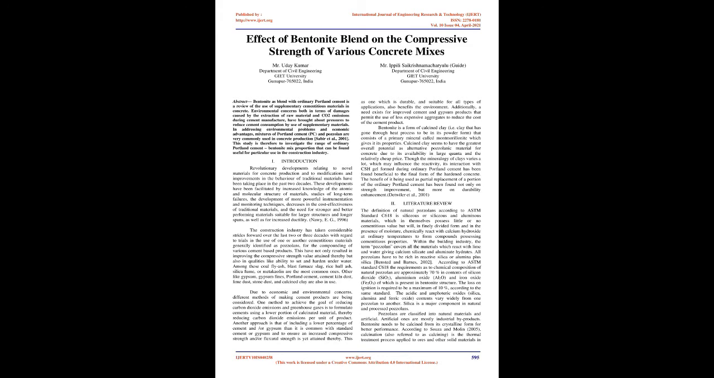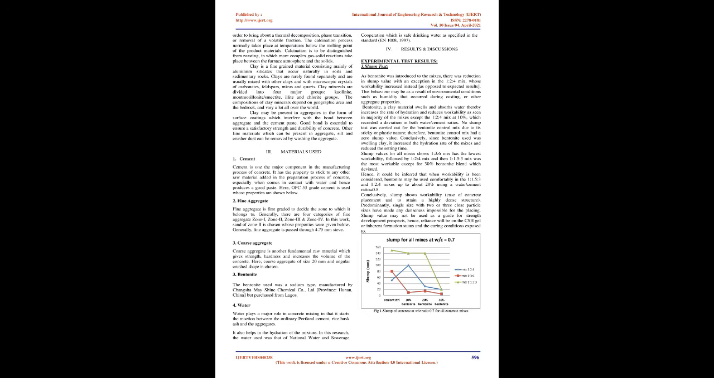Bentonite is a form of calcined clay, i.e. clay that has gone through a heat process to be in its powder form, that consists of a primary mineral called montmorillonite, which gives it its properties. Calcined clay seems to have the greatest overall potential as an alternative pozzolanic material for concrete due to its availability in large quantities and the relatively cheap price.